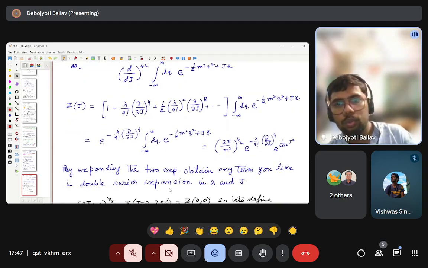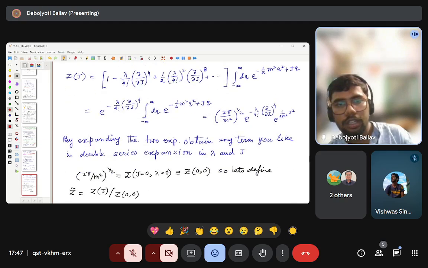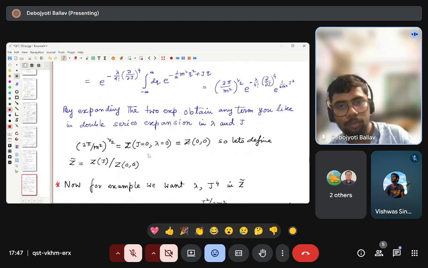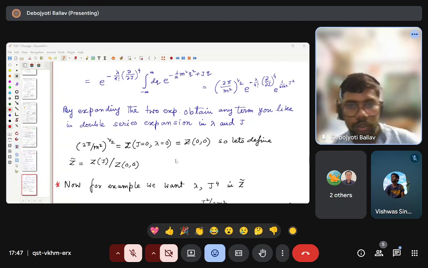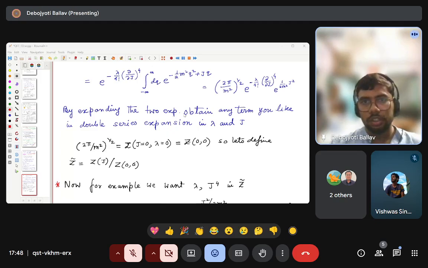So by expanding these two exponentials, you obtain a double series. For notational convenience, let me define this z00, which is this 2 pi by m square. Now, for example, if we want the lambda j to the 4 term in z tilde, which is this, you want a lambda j to the 4th term. So what you do? You see, there are 4 derivatives with respect to j. So you have to take a j to the 8th term from this.